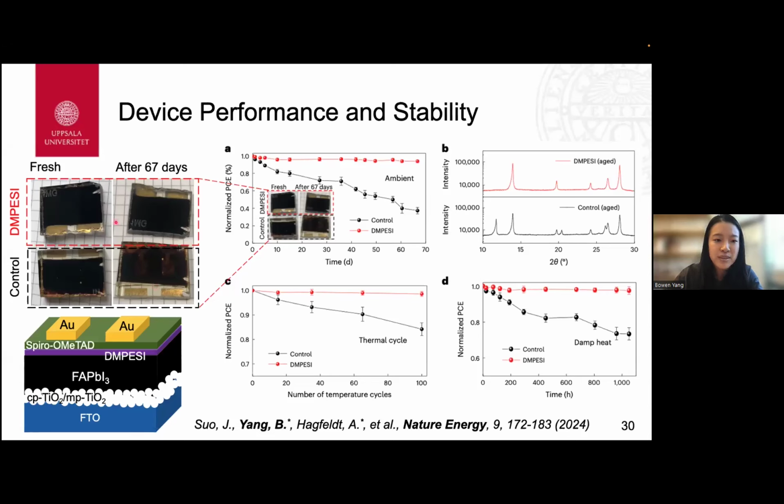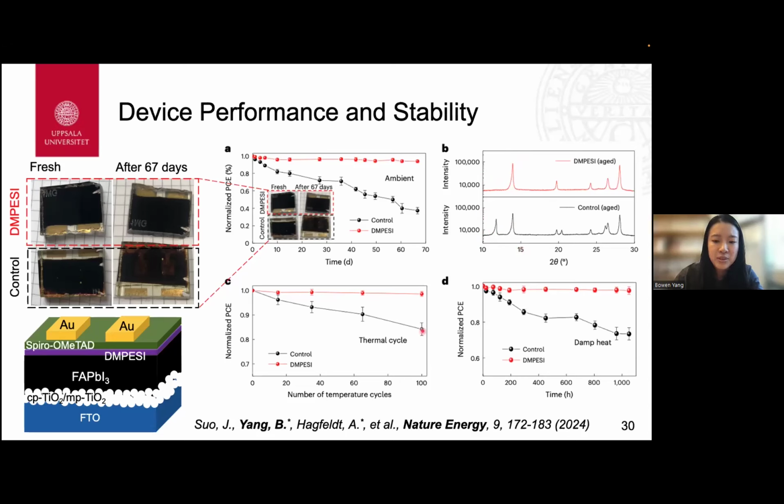However, the device with the DMPSI treatment remains completely black. This is also confirmed by measuring the XRD of the aged devices, where the control cell exhibits this obvious delta phase, but the DMPSI treated one remains in the completely black phase. This XRD we plotted in log scale, so any little species can be observed very obviously.